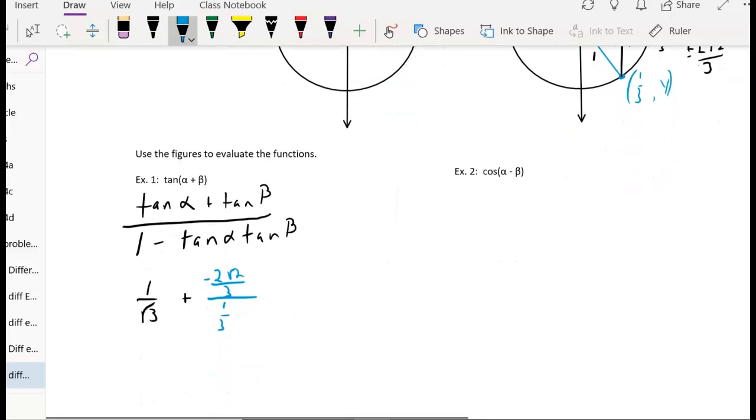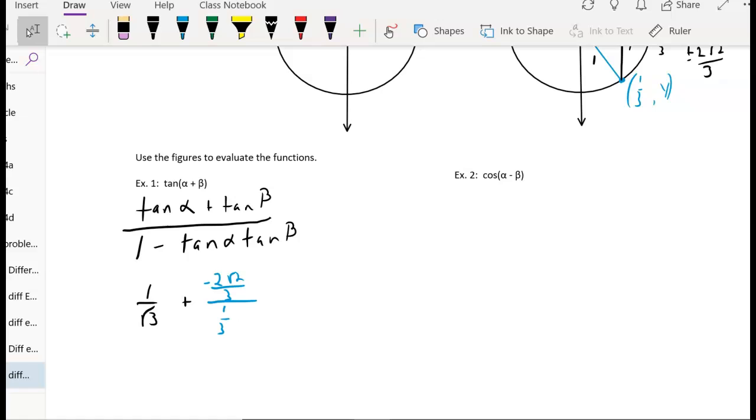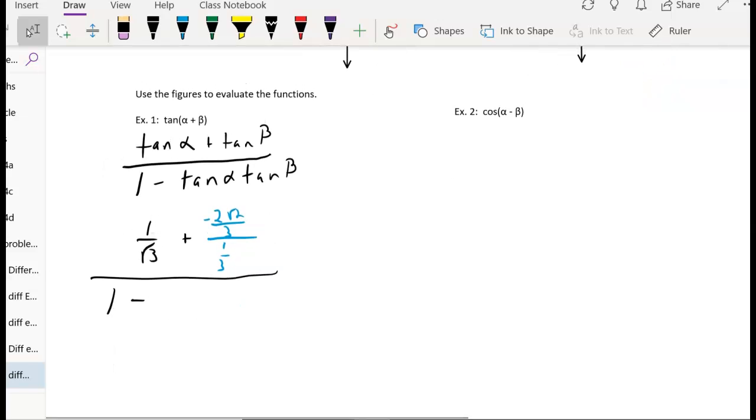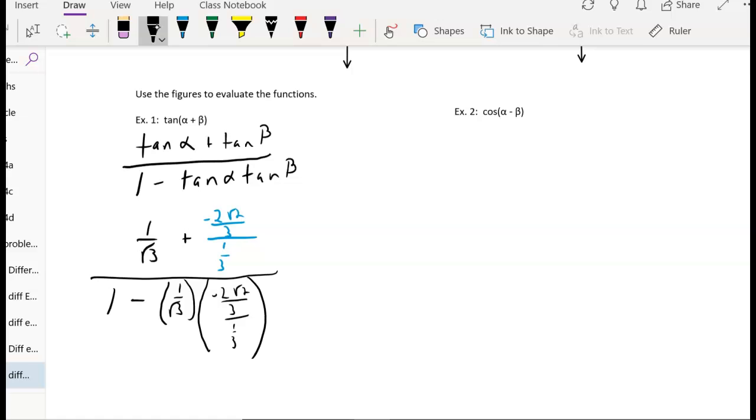Okay. And that is all over, let me just get back to the black pen here. That's all over 1 minus the product of these two things. So it's 1 minus 1 over rad 3 times that whole thing, negative 2 rad 2 over 3 divided by 1/3. Okay, that's a lot of layers. That's 4 layers of fractions.